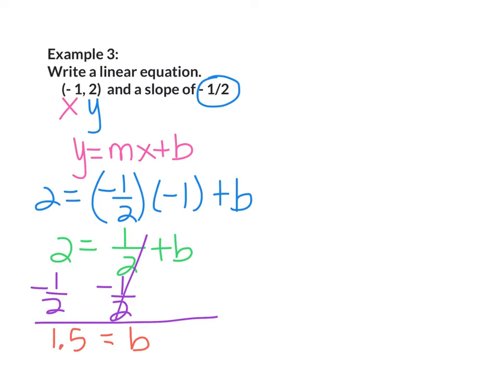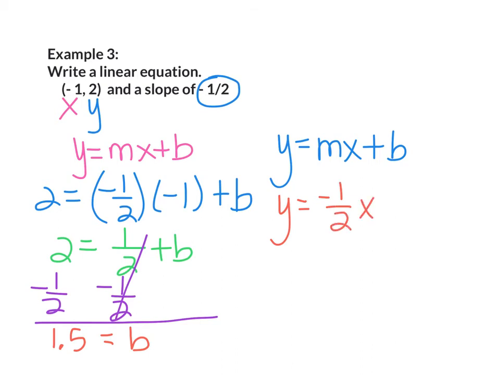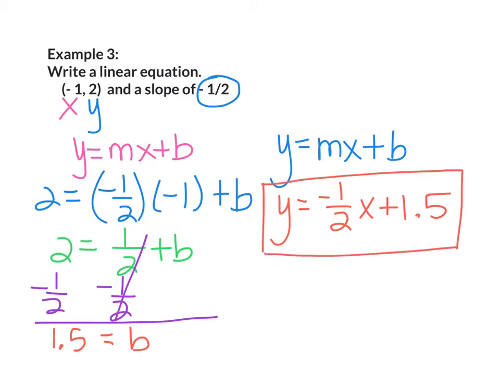So now I need my equation again in slope-intercept form, which is y equals mx plus b. So all I have to do is replace my slope and my y-intercept. So y equals, my slope is negative 1/2. Bring down x, and my b is positive 1.5. So my equation in slope-intercept form is y equals negative 1/2 x plus 1.5.